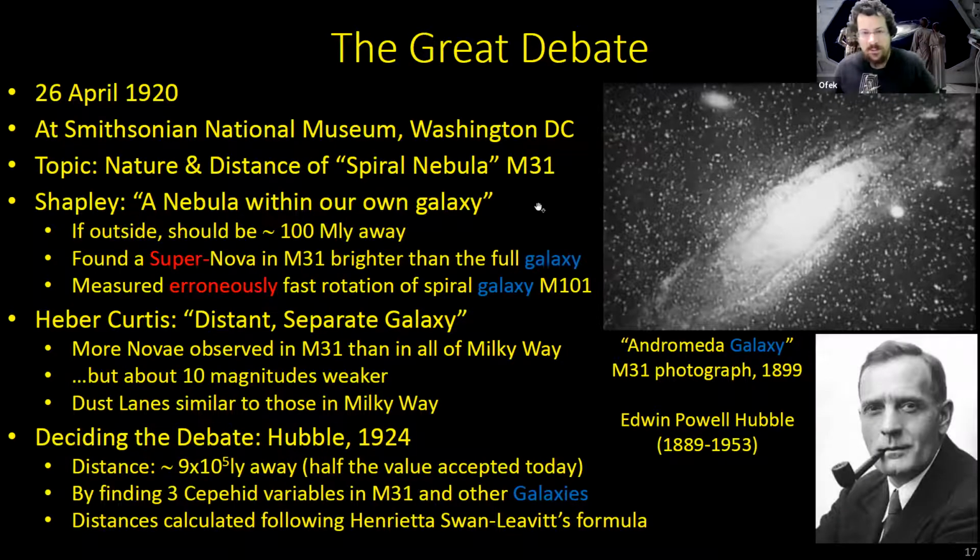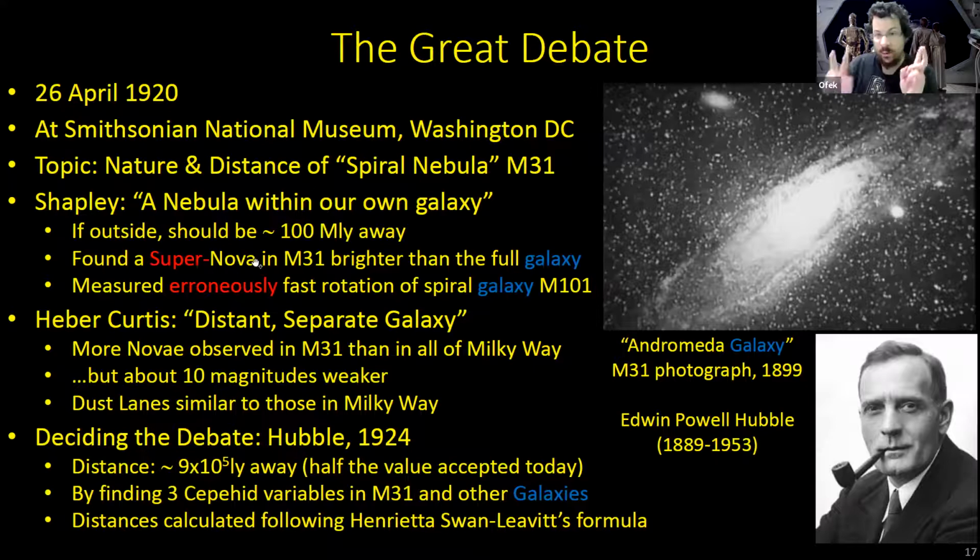Okay, we should also explain a bit about Shapley's arguments, because the logic again was sound. In this case, some of the data was missing or wrong. The rotation velocity of M101 was remeasured after that, and it was found to be much lower than Shapley relied on. So nothing actually breaks the speed of light. It was just a mistaken measurement.